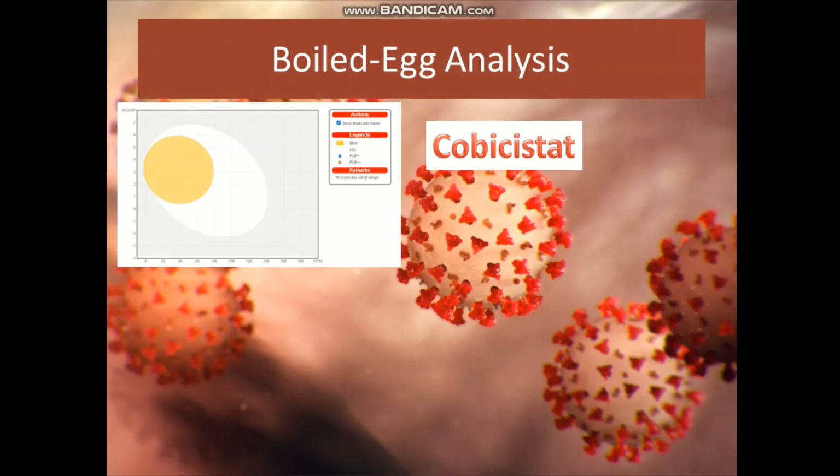If a molecule is present in the egg white area, it is predicted that it can be passively absorbed by the gastrointestinal tract. The blue circle is the PGP plus, or the P-glycoprotein, and it predicts that the molecule is effluated from the central nervous system by the glycoprotein, and it is vice versa for the red circle, or the PGP negative. So here, for the cobicistat, there are no molecules in the figure, so it means that the drug is poorly absorbed in the body.